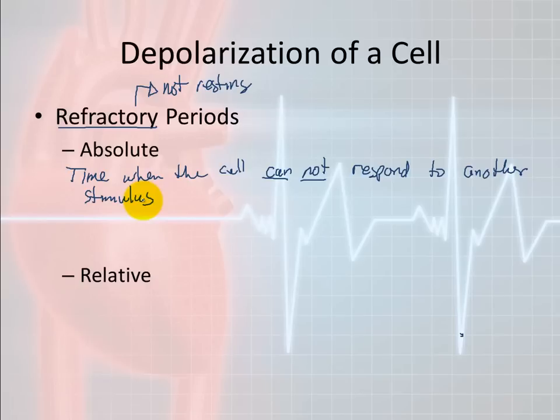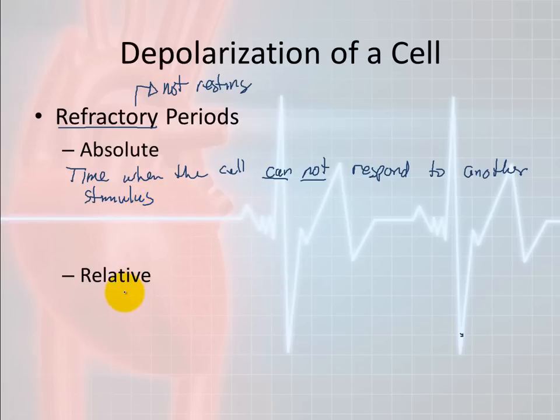Going back to the car analogy, if you turn the key on and the engine starts and the engine's running, what happens if you turn the key again? You get that really bad grinding noise. What that means is you can't start an engine that's already started. So the absolute refractory period is a time frame when the cell has depolarized, and you can't depolarize it again because it's already depolarized. It may receive an impulse, but nothing's going to happen.